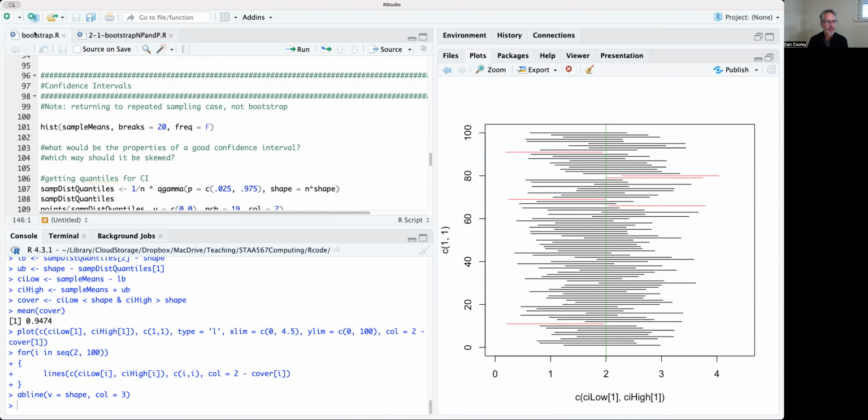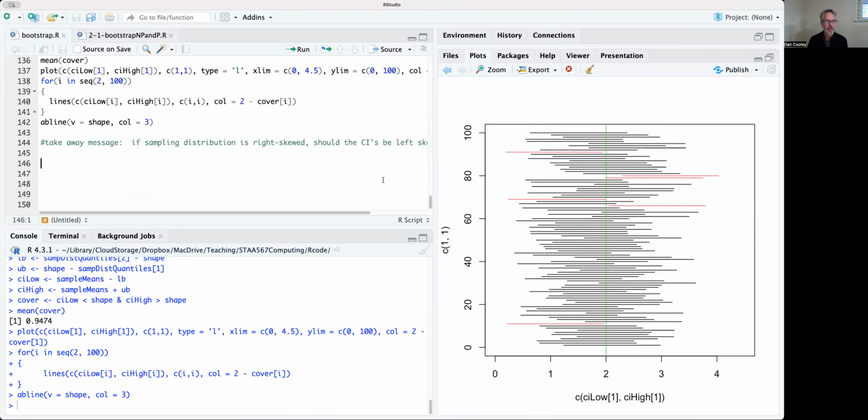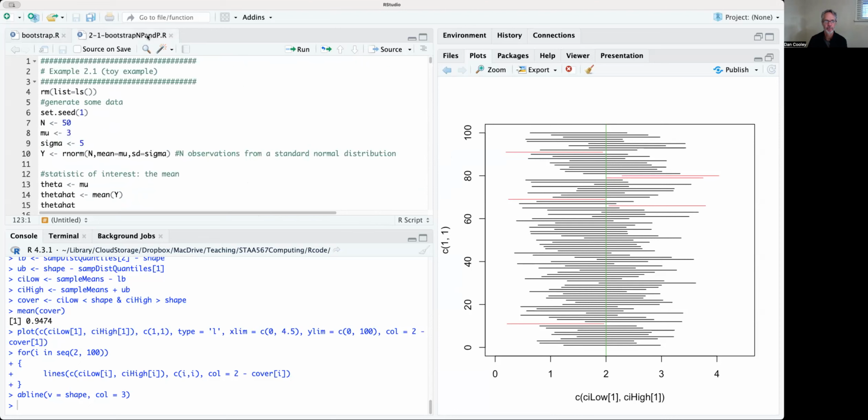I'm currently in the bootstrap.r script, and as you see, it ends with that statement of if the sampling distribution is right skewed, then perhaps the confidence interval should be left skewed. I'm going to jump to a different script now. This is 2-1-bootstrap NP, that's supposed to be non-parametric and parametric.